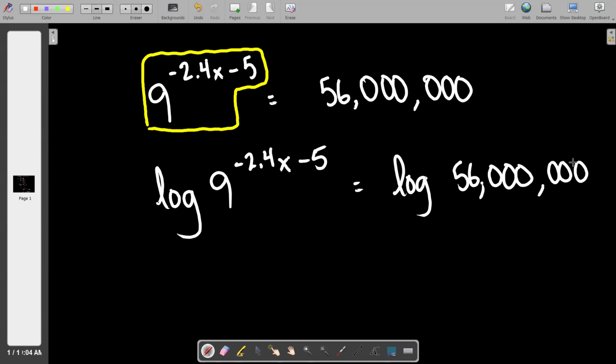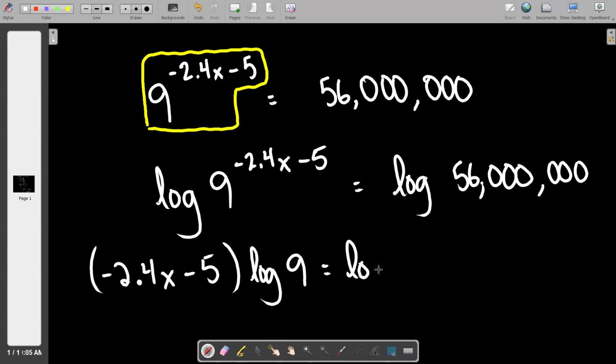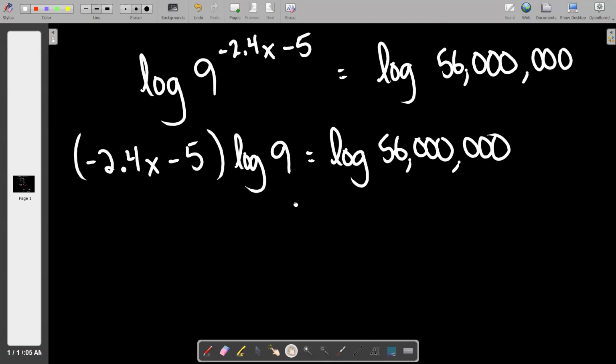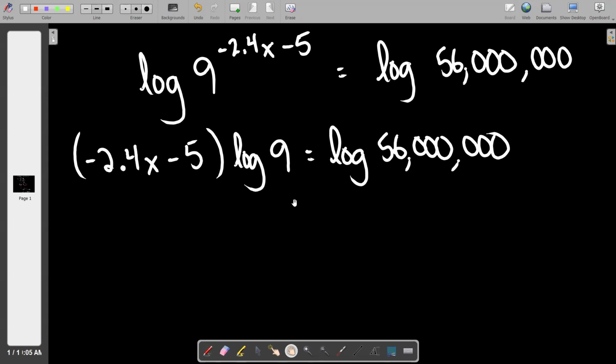So I'm going to take the negative 2.4x minus 5, and I'm going to bring it down. It's now going to be multiplied by the log of 9. And we should all arrive at this point. You saw an example similar to this on Thursday. What's the next step?